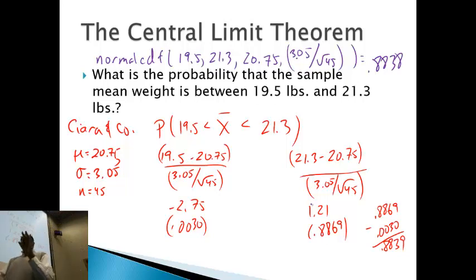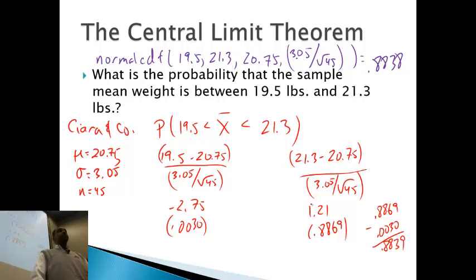Now, usually around this time of the semester, two camps tend to develop. There's the Table A camp that finds the z-scores and then subtracts them, then there's the normal CDF camp that just says, I'll just plug it into the calculator. You should be thinking in your head which camp you're kind of leaning towards. All right? Perfect.